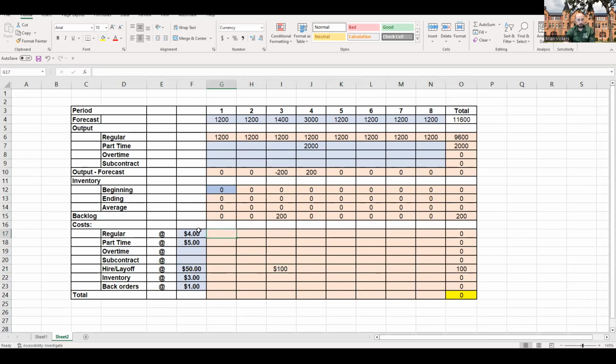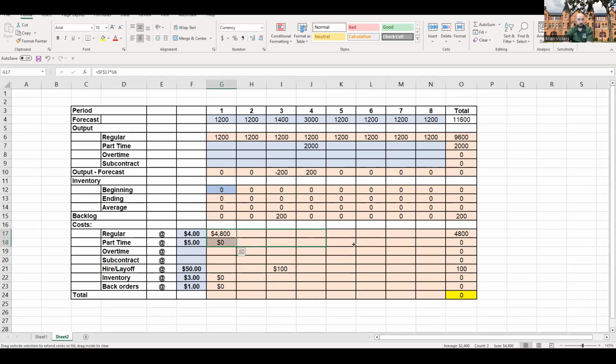All right, now let's go back to the rest of them. So equals, we've got $4, lock it in, times regular production. We've got $5, lock it in, times part-time production. We've got inventory, lock it in, times average inventory cost. And we've got back orders, lock it in, times number of units in backlog. Copy these all the way down.